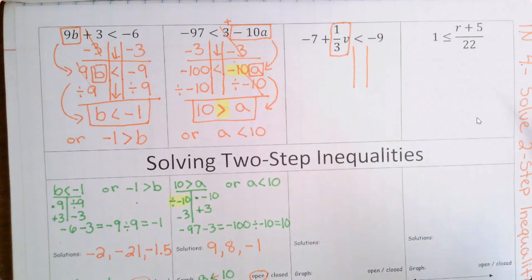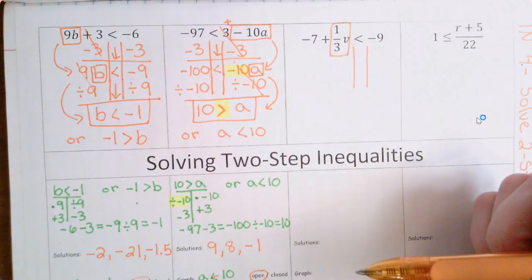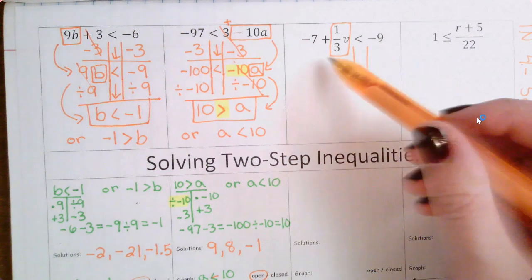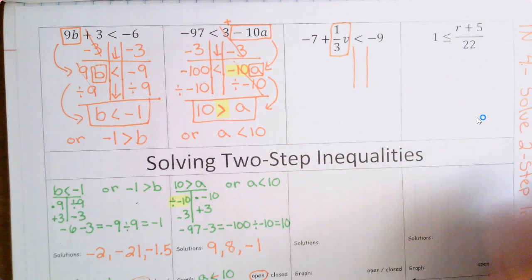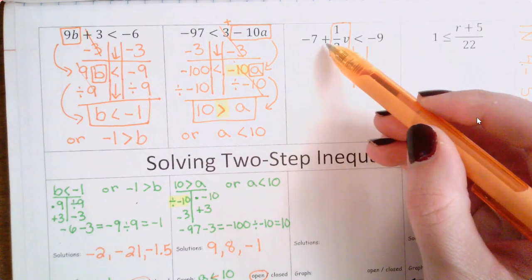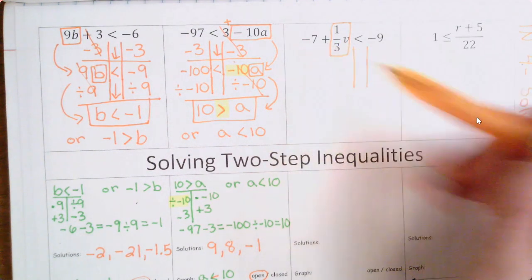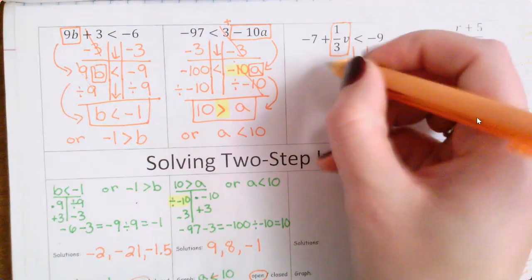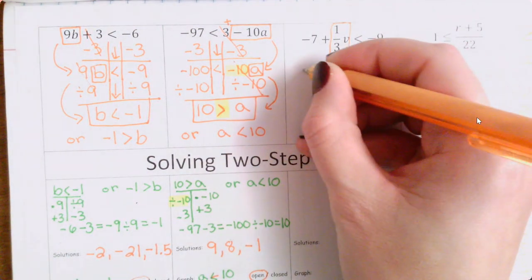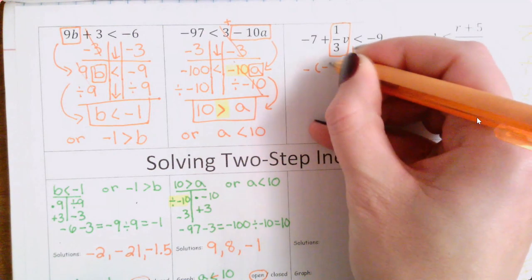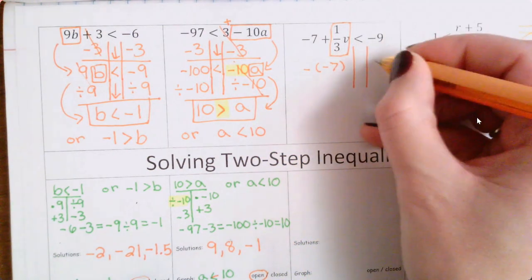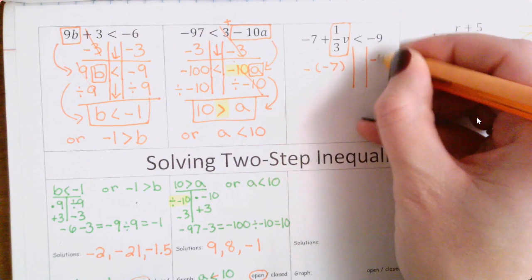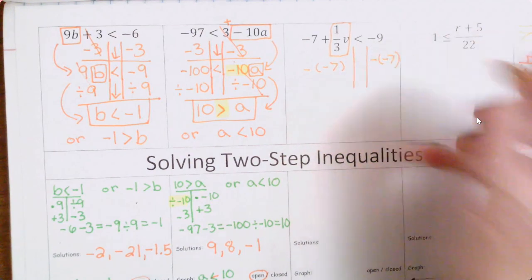So what I want to get rid of is that -7 that's on the same side of my inequality as my variable, but that's not boxed in. So the operation that's currently happening is addition. The -7 is being added to the 1/3 v. So the opposite operation would be to subtract -7. And I would do the same thing on the other side. Subtract -7.